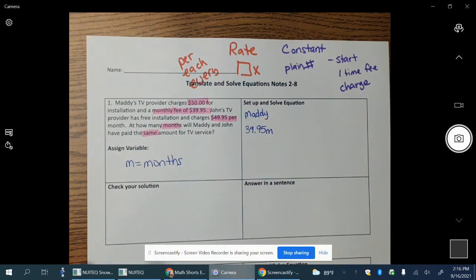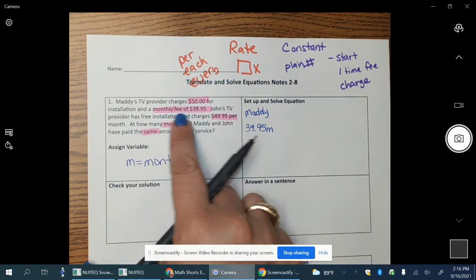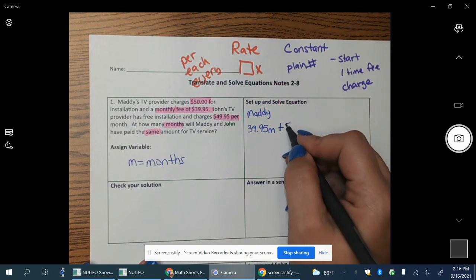M, yes. Okay, it has an M attached to it because it's happening monthly, so it's happening more than once. Now we're also paying what? The $50. The $50, so plus 50.